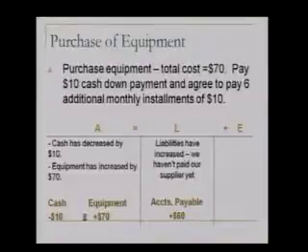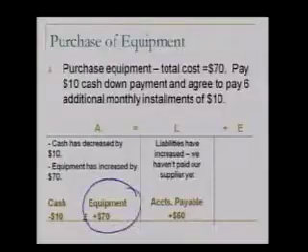Here's another one, purchased equipment. All right. We're going to record equipment as an asset. Okay? And what we're going to see today is we don't expense that equipment until we start using it up and generating revenue, right? Because of the matching principle.